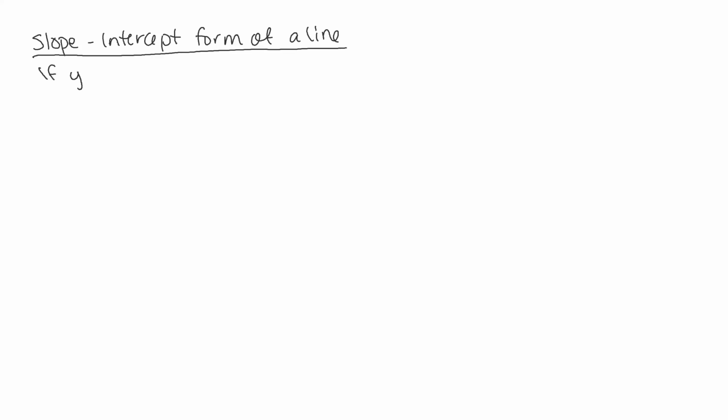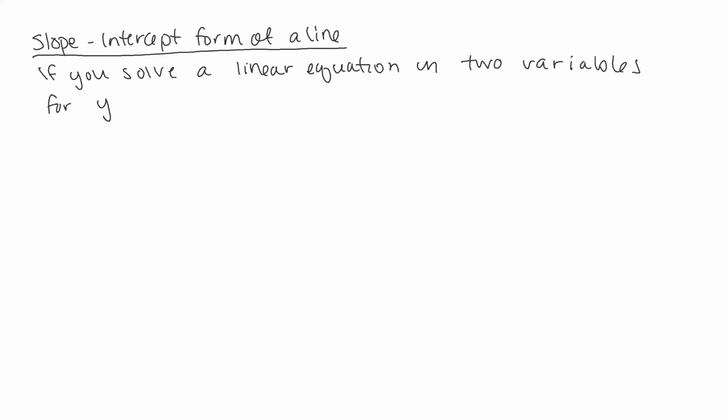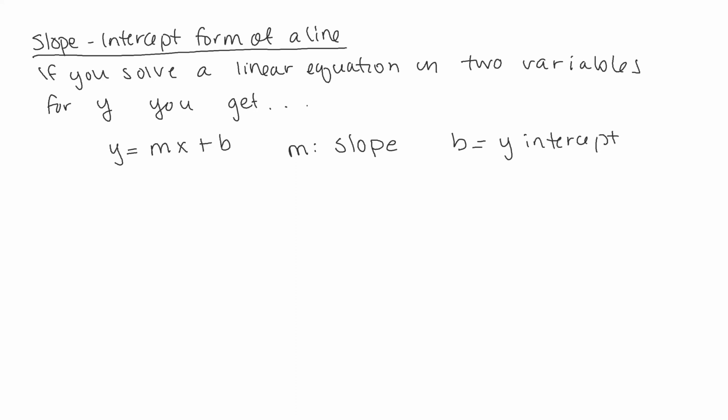Okay, if you solve a linear equation in 2 variables for y, you get the following. You get something called y equals mx plus b. So you're going to get y equals, you're going to have an x term, and then you're going to have a constant. M, the coefficient of the x term, is your slope. B, the constant, is your y-intercept. Okay, so this is actually a really powerful thing. If you can take a linear equation in 2 variables and solve it, you get the slope and you get the y-intercept. So that's a lot of information. And this is easy to graph.